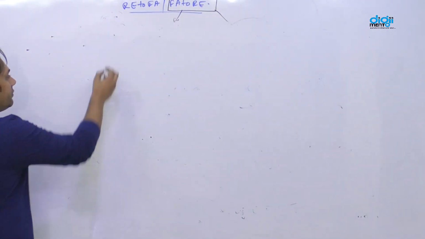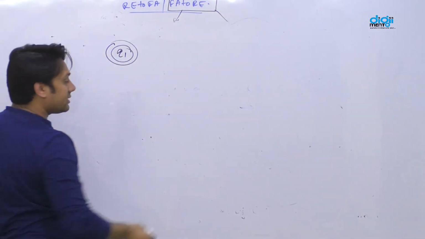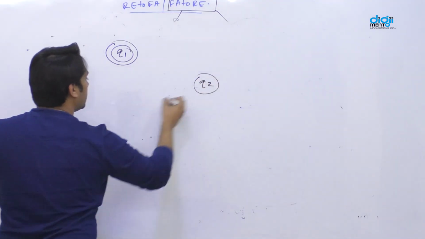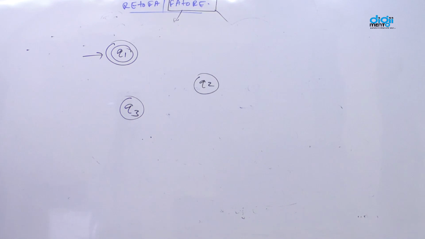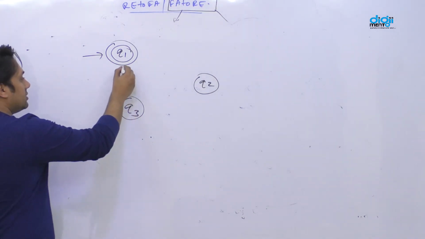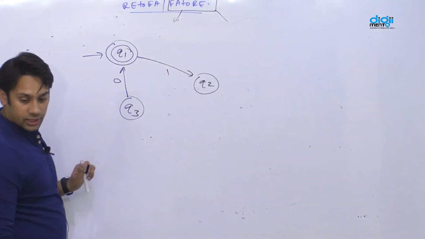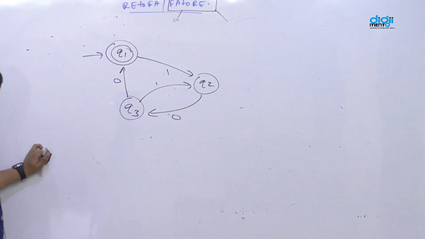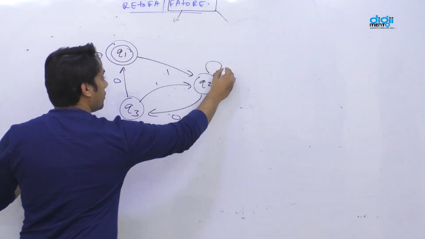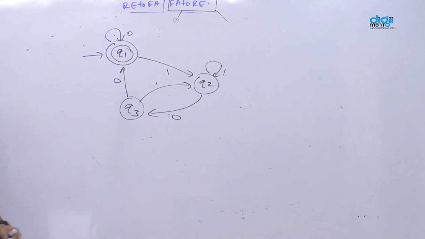So here in this example we have 4 states. The first state is Q1, which is the final state. The second state is Q2, and the third state is Q3. And this is your initial state. Now here we have these transitions, which is 0, and here we have a transition for 1, and here we have a transition for 1. This is a transition for 0, and then here we have a transition for 1, and here we have a transition for 0. So this is representing your diagram.